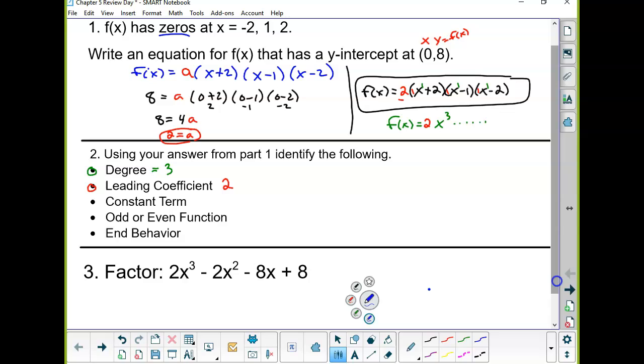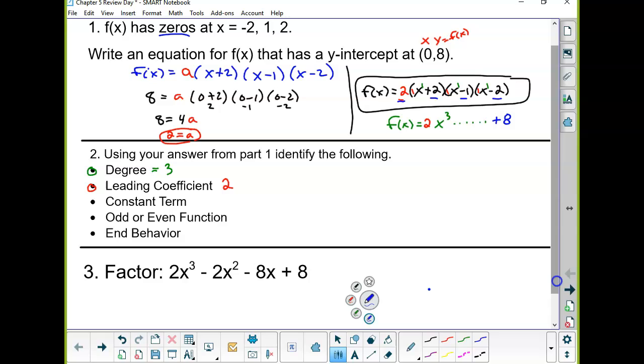And then what about the constant term? What about that term at the very end? Well, what if I multiply all the numbers that don't have an x? So 2 times negative 1 times negative 2 times the a value. We just have to multiply all those numbers together. So 2 times 2 is 4, times negative 1 is negative 4, times negative 2 is positive 8.